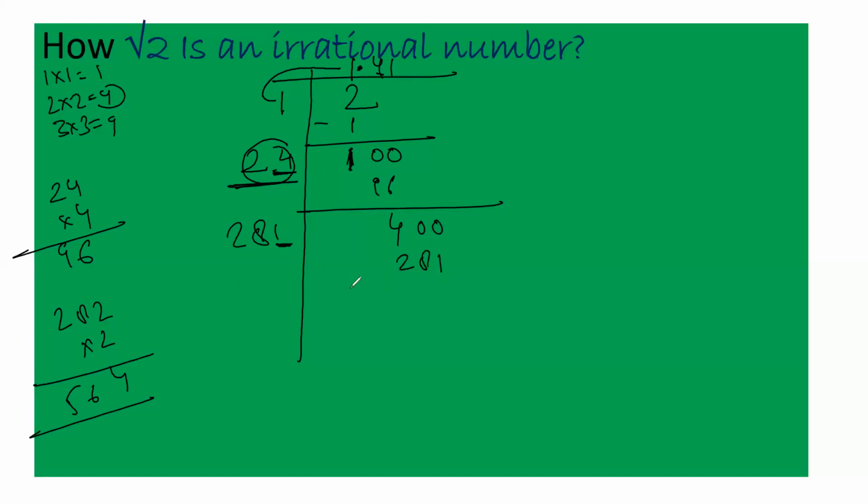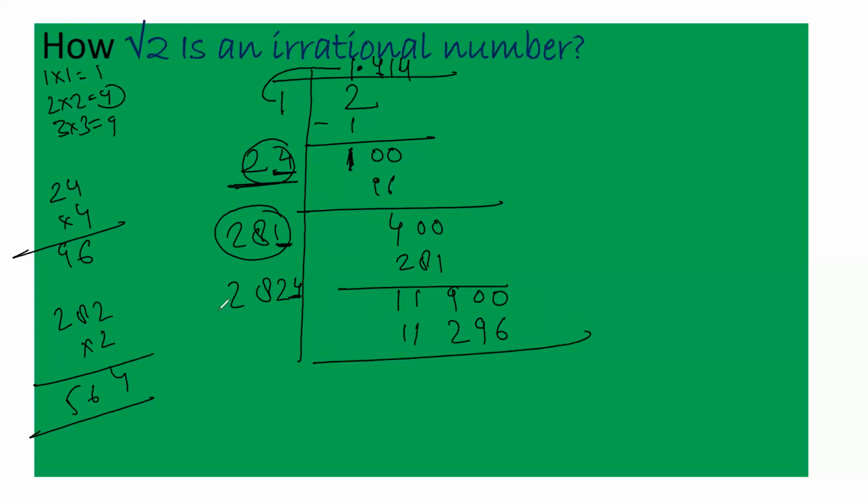So 281 multiplied by 1 is 281 only. So the remainder is like 119. And again, by using the point or the decimal, you have to put 0. Now, this number should be added to the latest quotient, which is 1. So 281 plus 1 is 282. Now, what number should I write here? Suppose I am writing 4, so 4 here also.